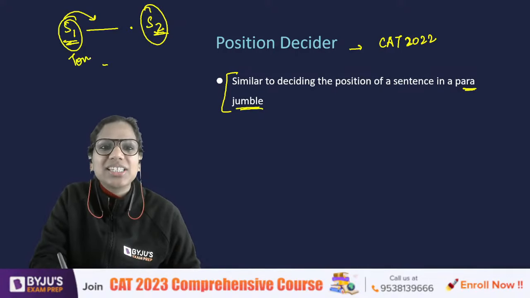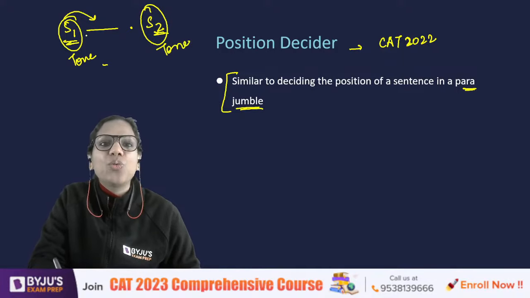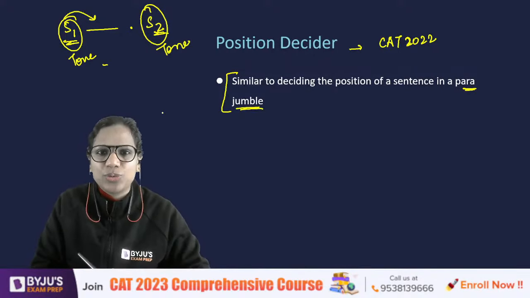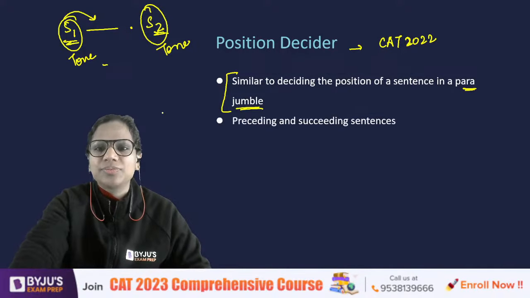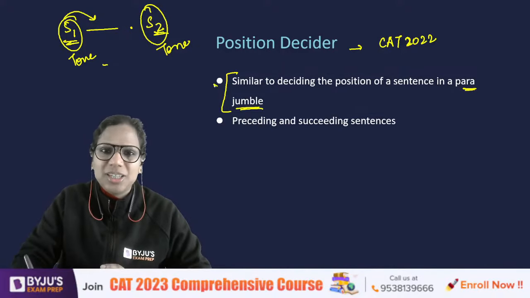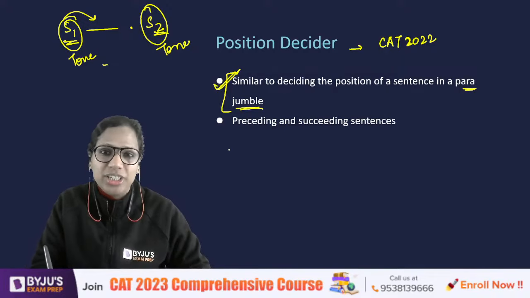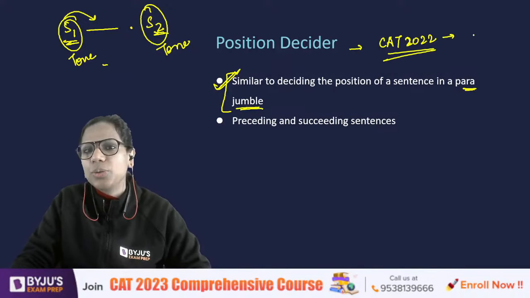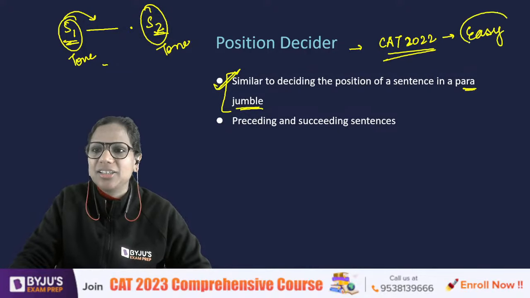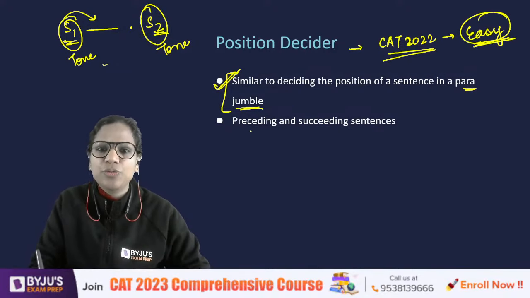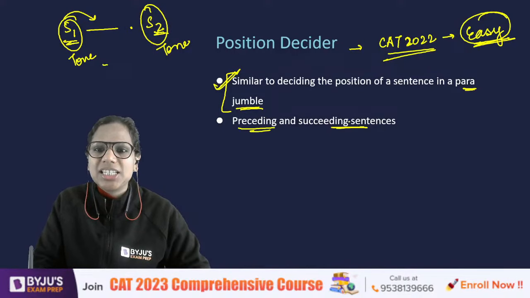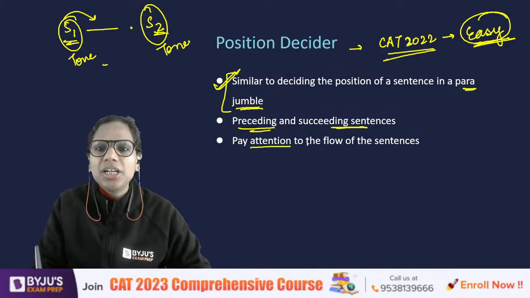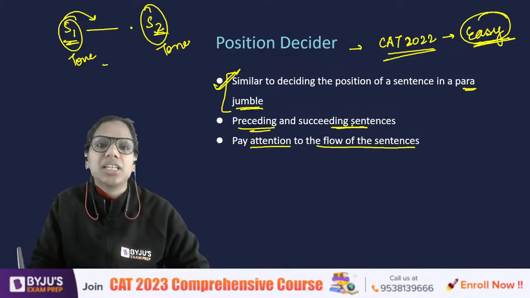What is the tone of these sentences, that will help you. What exactly are they discussing, what is their immediate scope, all of those things are going to help you, right? So keep all those rules in mind and you'll do good here. Moreover, these questions in CAT 2022 were on the easier side. You can see for yourself. Preceding, succeeding sentences, as I told you, become very, very important. And pay attention to the flow of the other sentences also.